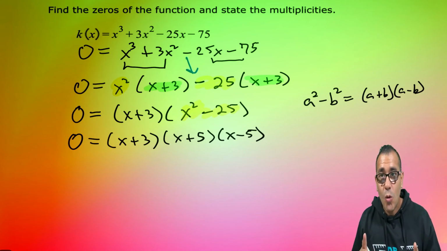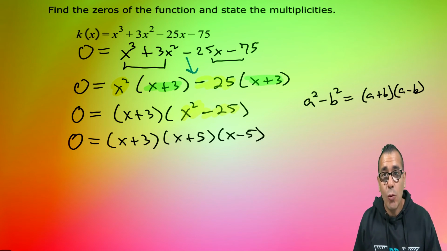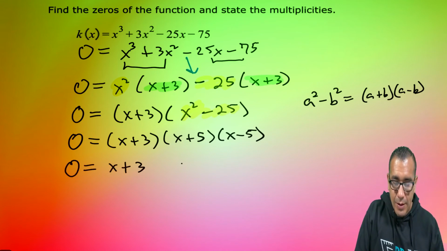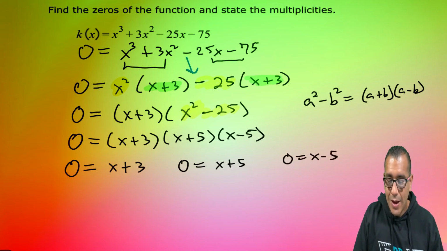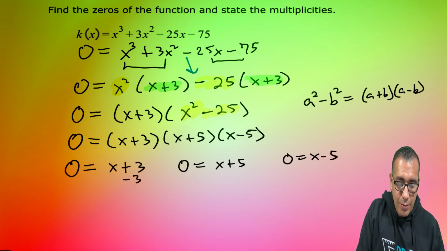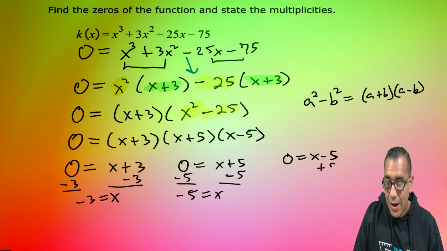So now we could go ahead and find our zeros. And notice each one of these has a multiplicity of 1. So let's go ahead and you get x plus 3, x plus 5, and x minus 5, right? So each one of these, that's what we have here. So we're going to subtract 3, we're going to subtract 3. So you get x equals negative 3, subtract 5, you get x equals negative 5 as your next zero, and then add 5 and add 5, and you're going to get x equals 5.